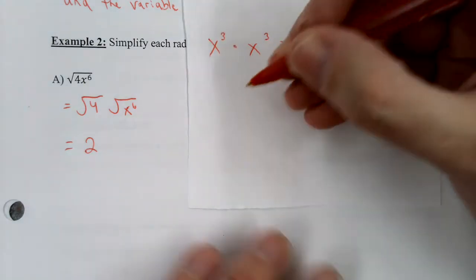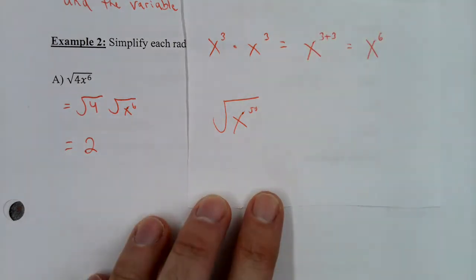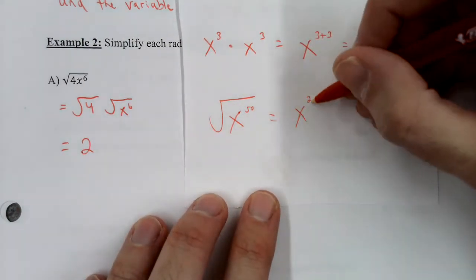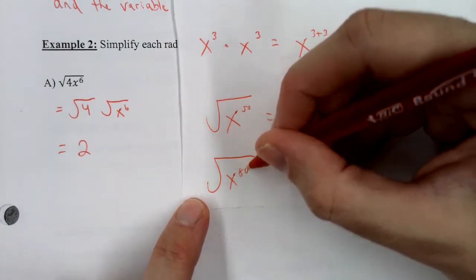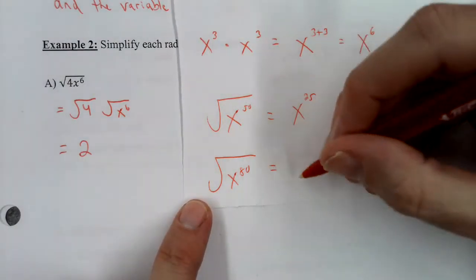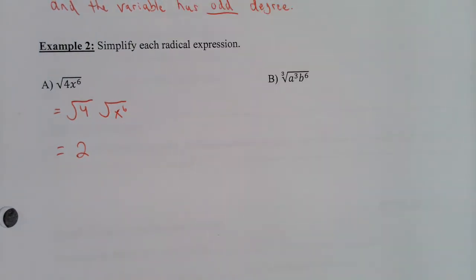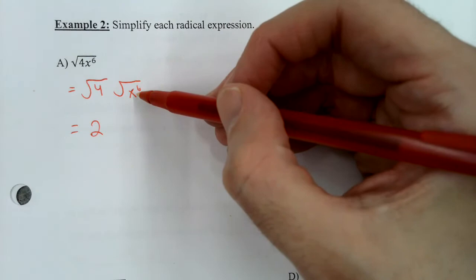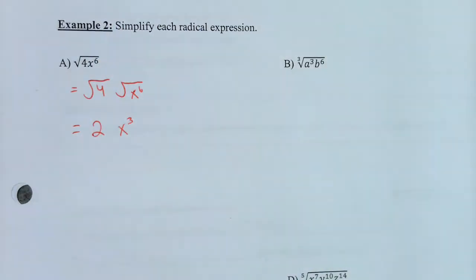So just one more example really quick. What's the square root of x to the 50th? That equals x to the 25th. One more. What's the square root of x to the 80th? That equals x to the 40th. And so on. So bottom line, the square root of x to the 6th is x to the 3rd power.